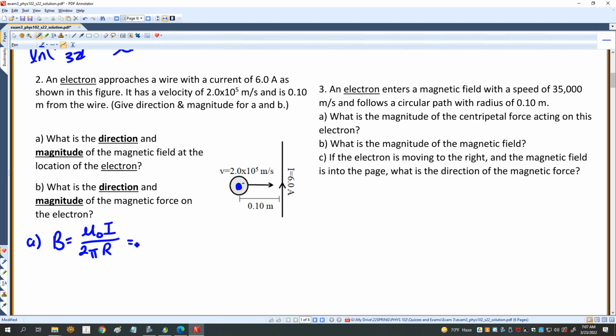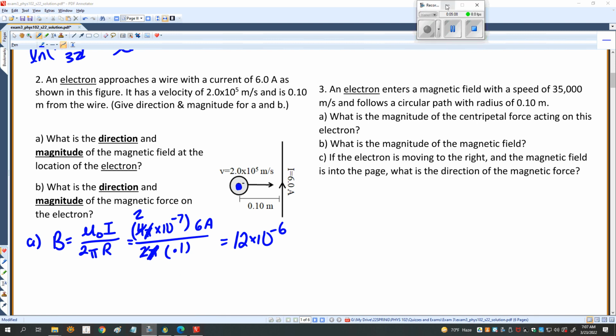So if I look at my equation sheet, I can find that the magnetic field is mu naught I divided by 2 pi times the distance from the wire. So I have all these values. Mu naught is 4 pi times 10 to the minus 7. I is 6 amps divided by 2 pi, and then R is 0.1 meters. Notice that pi cancels there. That 2 makes that a 2, so I get 12 times 10 to the minus 6, or you could express it as 12 micro Tesla. This is in Tesla.